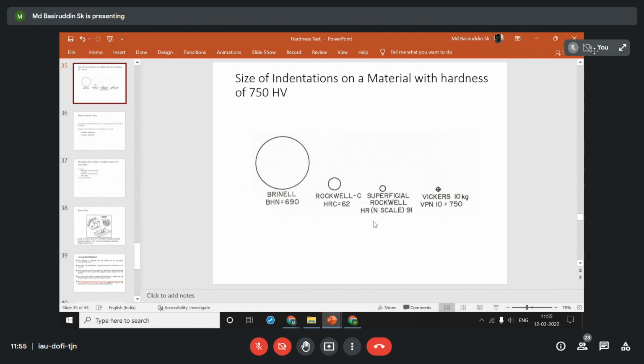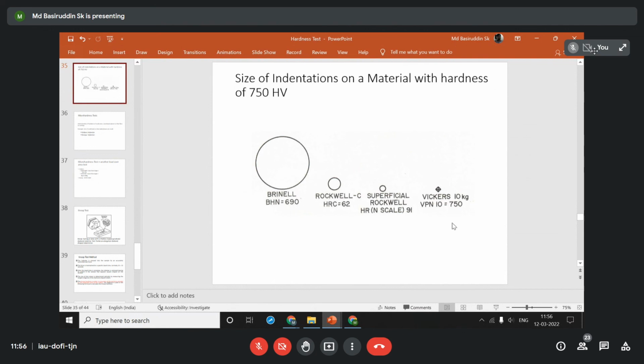If we follow the superficial Rockwell hardness test, then you can reduce the maximum load such that finally you get an impression size this much. If you follow the Vickers hardness test, which gives a Vickers hardness number like 750, the impression size would be very, very small. So in all 4, 5, or even 6 cases, you will find a different hardness number, and you are getting a different impression size.